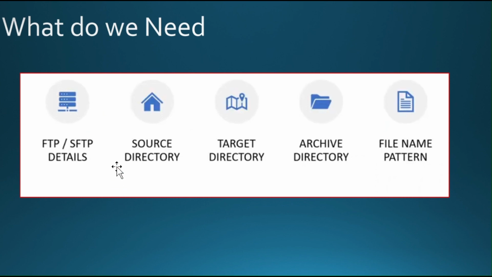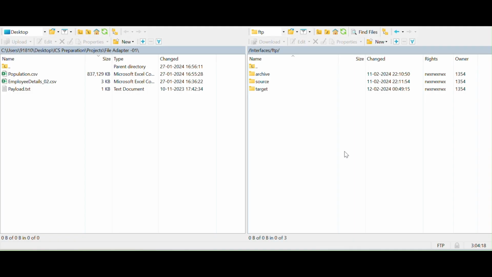First, I'm going to place the file in the FTP server. So I just connect to WinSCP. In order to access WinSCP, you need a host name, username and password, and you have to create 3 folders in this location. I have created interfaces, and within interfaces, an FTP directory. Within the FTP directory, I have created 3 folders: one is the archive, one is the source directory, and another is the target directory.